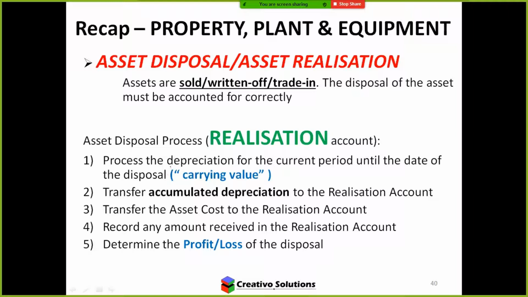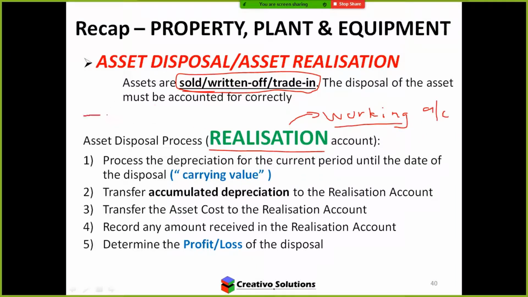Right, asset disposal, something else that I've seen in past exam type questions and assignments. Sometimes you might be asked to process the sale, the writing off of an asset, or even the trade-in. Right, so how do you approach it? You use the realization account. This is a working account. Working accounts don't have opening and closing balances.